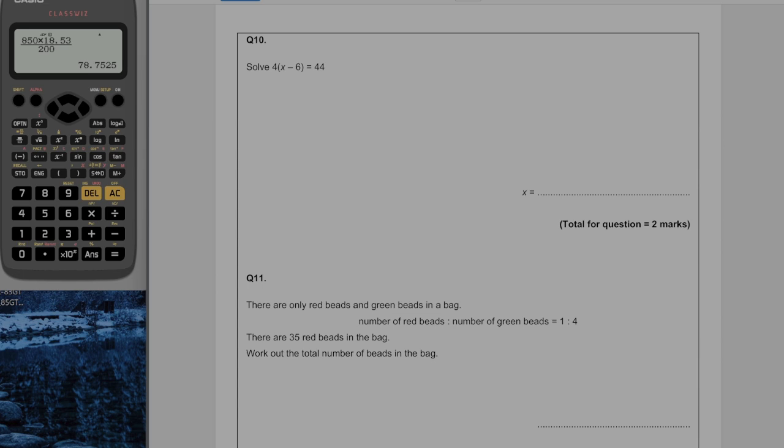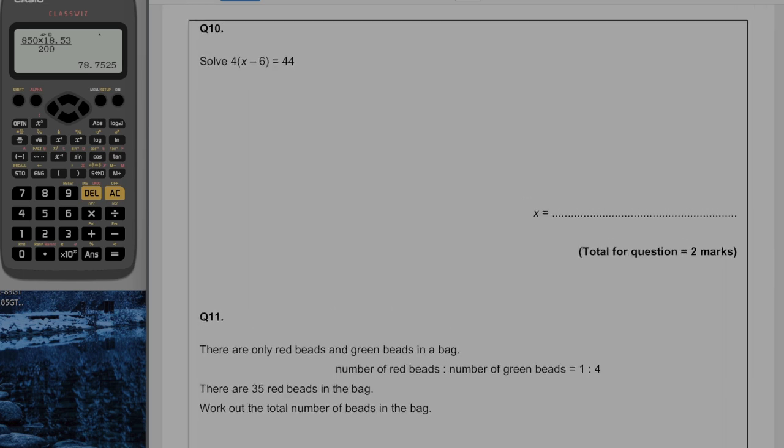Right, solve. This is a nice solve in that I could expand the brackets, or as a shortcut, my first step could be divide by 4, which I always like to do where I can. x minus 6 is going to be equal to 11. Add 6 to both sides. x is going to be equal to 17.